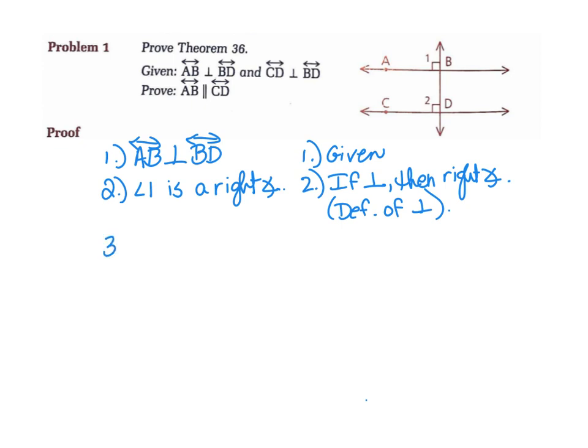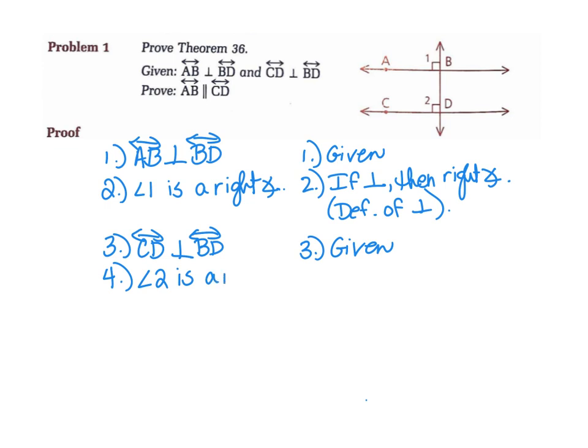My next statement is the next given. CD is perpendicular to BD. And then I am going to state that angle 2 is a right angle. And again, I know that by definition of perpendicular, or I can write it as an if-then. I generally prefer an if-then. If perpendicular, then right angle.